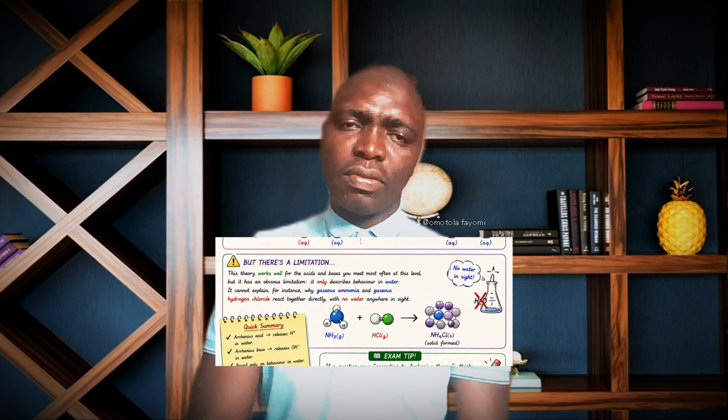Now imagine a completely different experiment. There is no water anywhere, no solution, no solvent, only two gases, ammonia gas and hydrogen chloride gas. When they come together or come in contact, they react immediately to form a white solid known as ammonium chloride. The reaction is NH3 gas plus HCl gas to give solid NH4Cl.